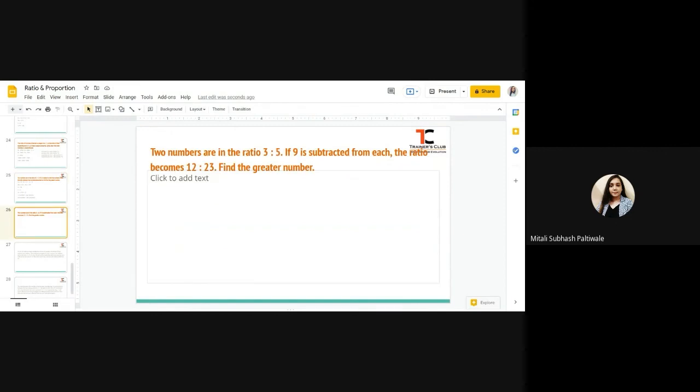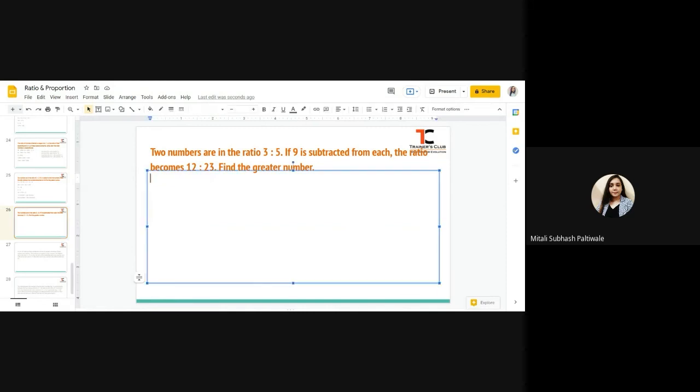Now let's get on to this example, which says two numbers are in the ratio of 3 is to 5 and 9 is subtracted from each. The ratio will become 12 is to 23. To find the greater number, (3x minus 9) by (5x minus 9) is equal to 12 by 23. Now let's get on to the examples. Okay, we have to do the cross multiplication.